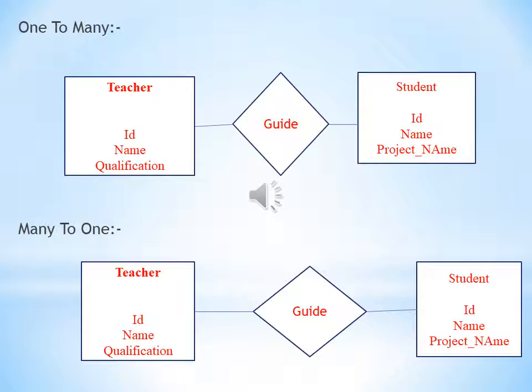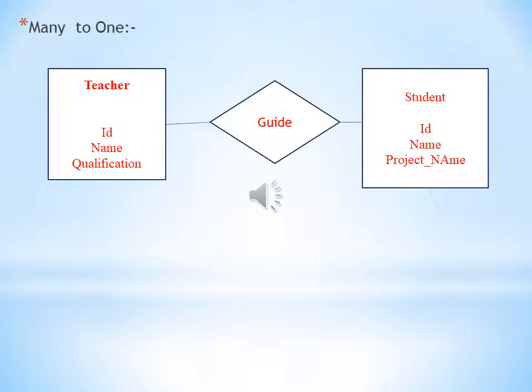In many to many mapping cardinality, directed lines from the relationship guide are drawn towards both entity sets, teacher and student. In this, the teacher can guide many students, and the student can also take guidance from many teachers.